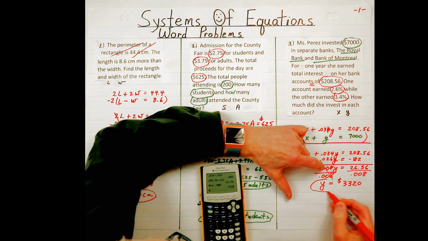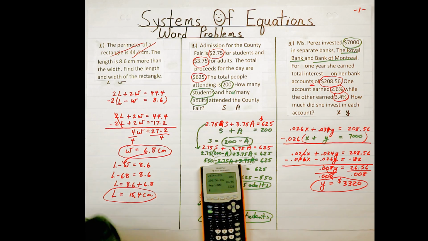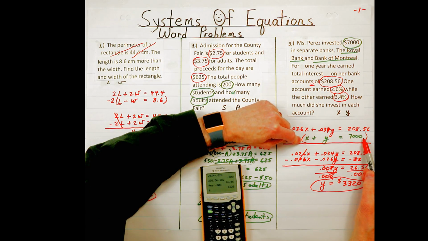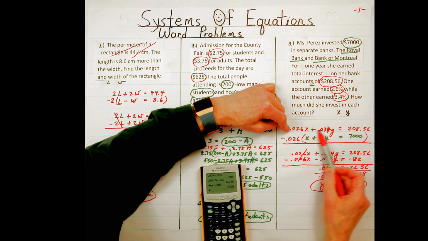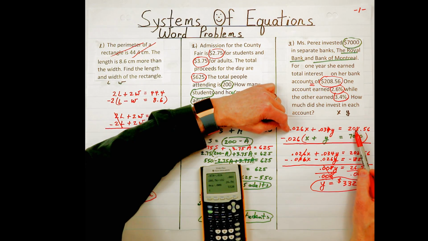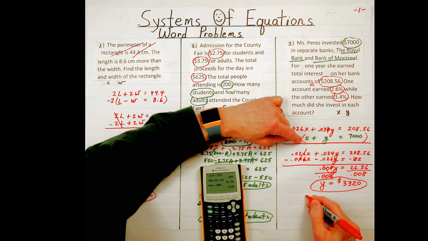So what does that represent? That represents the amount that she's got in one of the banks. And I'm going to use this equation to find the other, the simple equation. I'm not going to substitute it into this one. If I did do that, and you could, the probability of making a mistake is higher, so I'm going to use the simpler equation.